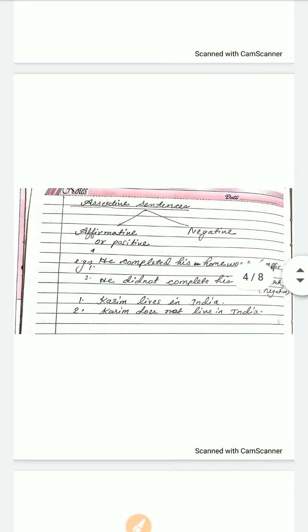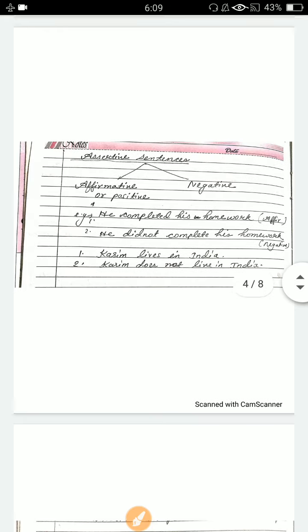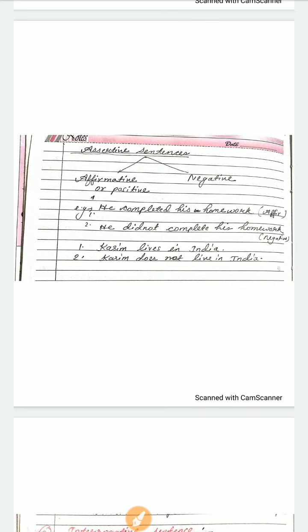Now, the assertive sentence is divided into two parts. The first part is affirmative, or positive, and the second part is negative. So there are two kinds of assertive sentences. We'll see some examples. He completed his homework. This gives positive information about a person, that he has completed his homework.